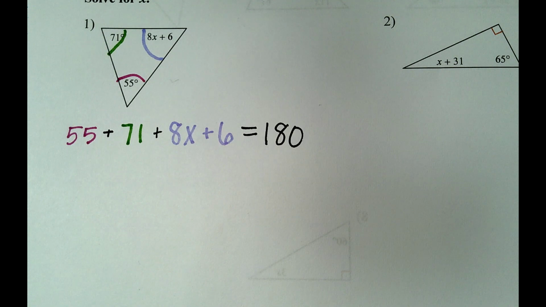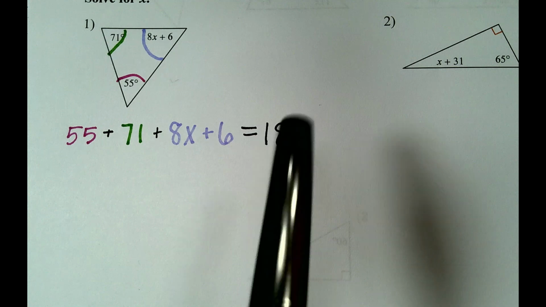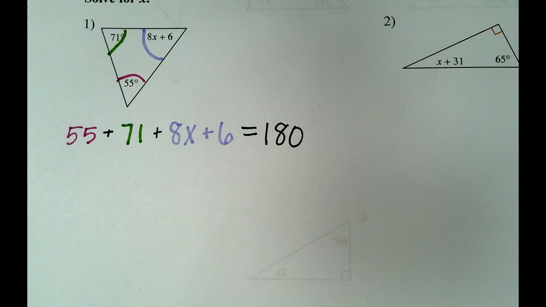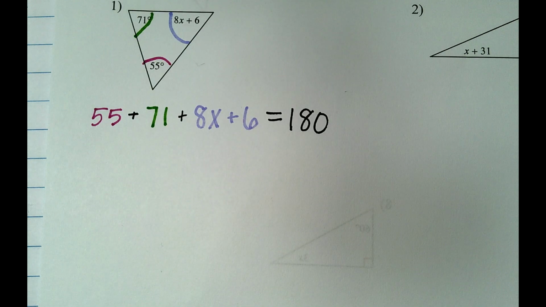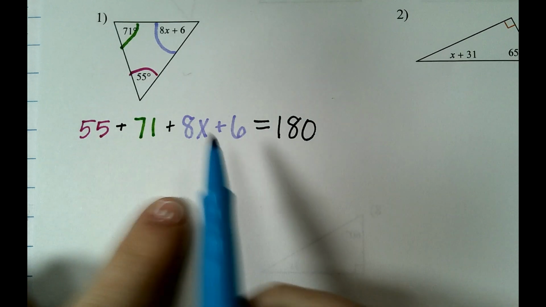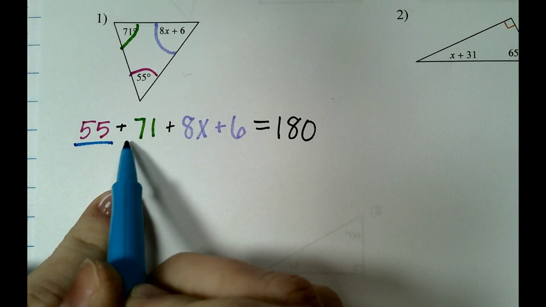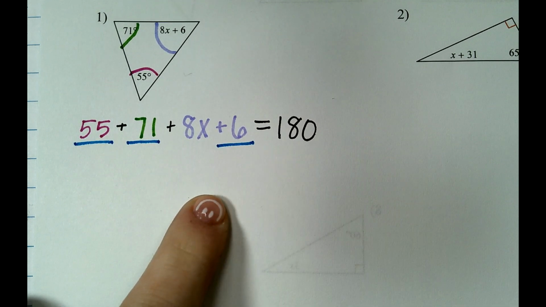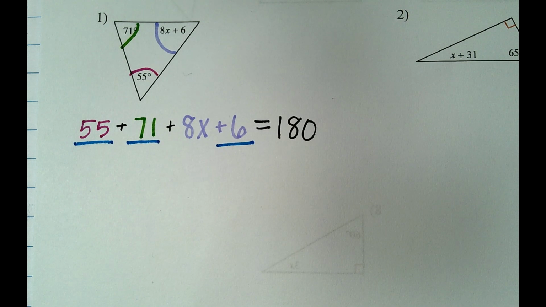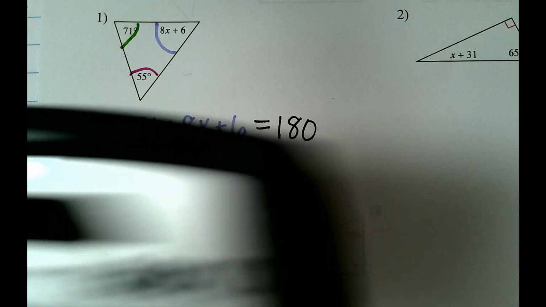So just like whenever we had angles that we were solving for x, now we're just doing 3 angles instead of 2. We've got a triangle. The very first step we always take is we see, are there any like terms that can be combined? Yes, we do. We have 55 and 71 and 6. All 3 of those are plain old numbers that don't have variables attached. And they're all positive. So we're just going to add those 3 together.